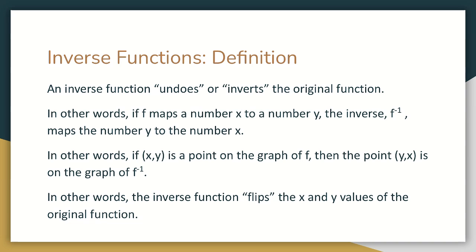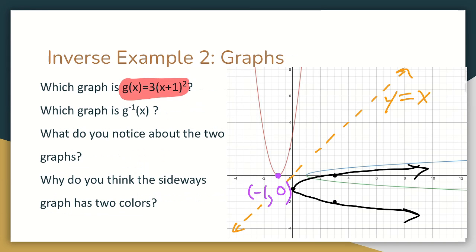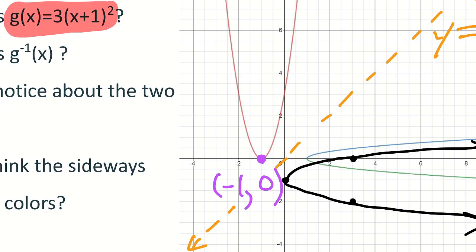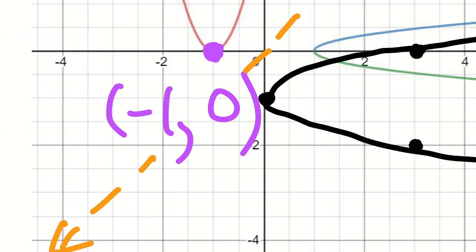In other words, if (x, y) is a point on the graph of f, then the point (y, x) is on the graph of f inverse. In other words, the inverse function flips the x and y values of the original function. So I want to show you how I knew that something was going wrong here. So I found this point right here, negative 1, 0, right?